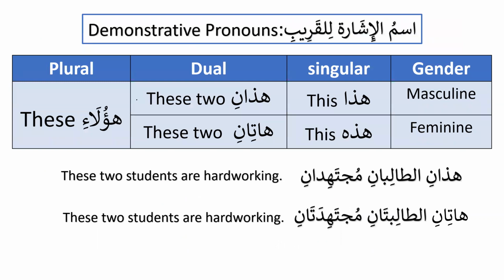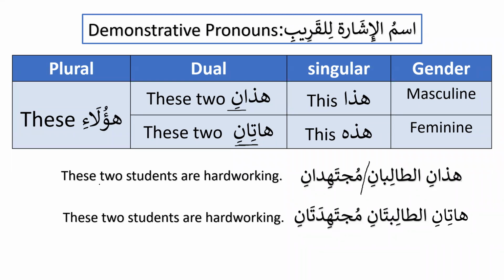Now, when we talk about the demonstrative pronouns, asma'ul ishara lil qarib, we have learned hadha and hadhihi and haula'i. And today we will learn about the dual. So the dual for hadha is hadani. You go by the sound ani, so it becomes hadani. And for the feminine, hadhihi, it becomes hatani. So hadani and hatani. For example, hadani talibani mujtahidani. So you see the sound ani, ani, ani. These two students are hardworking.